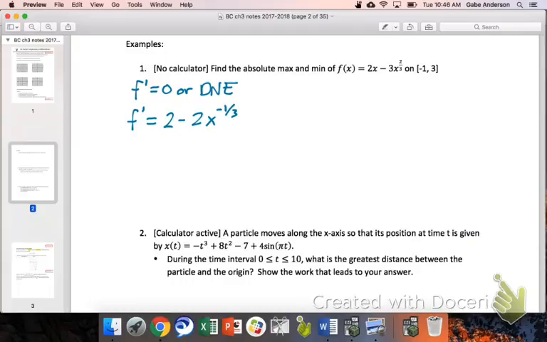Okay, so using the power rule twice, I got f prime equals 2 minus 2x to the -1/3. We have a little cancellation with the 3's there. Does that make sense? Okay. Then I'm going to say equals 0. So this is kind of a complicated equation to solve. What would you do first if you were going to try to solve this?